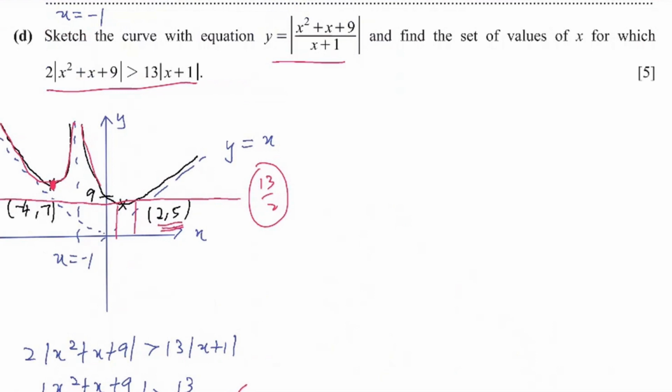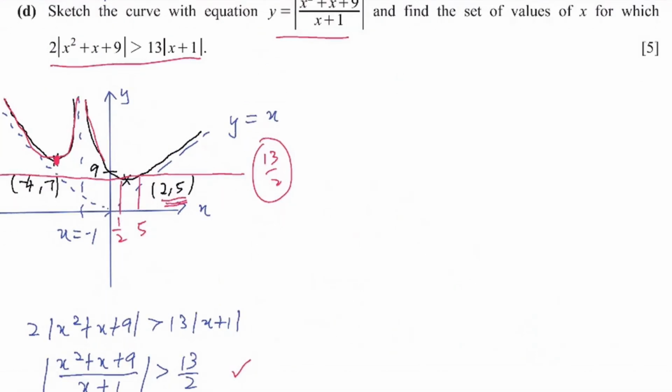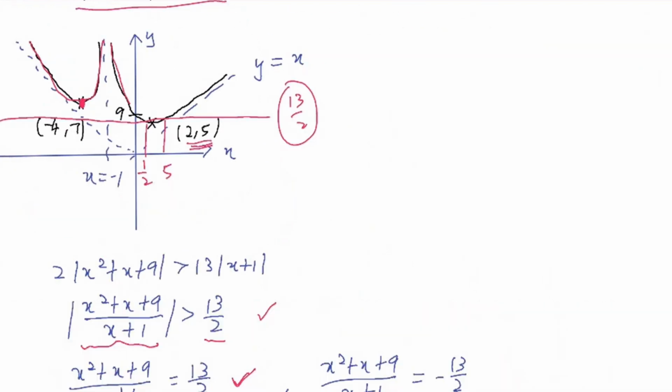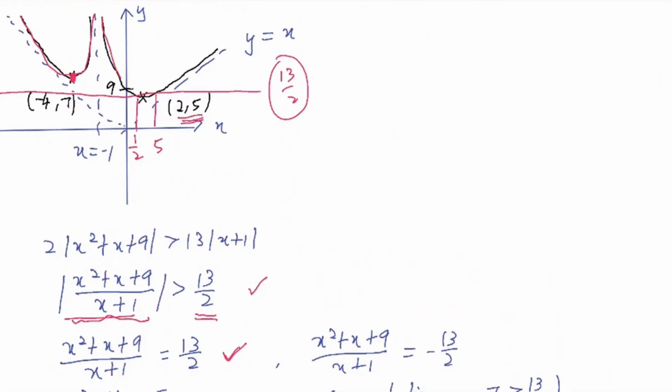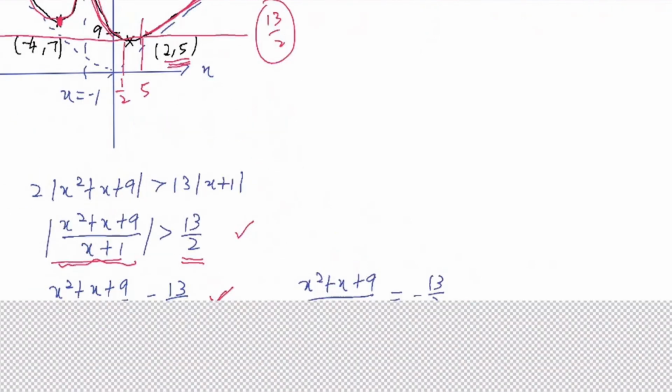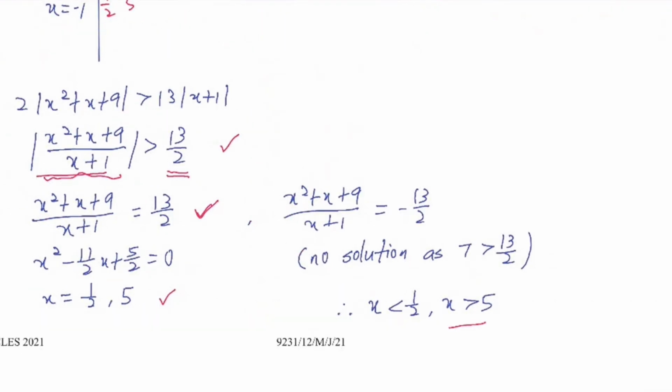So when x is a half and 5 here, we just need to see where the graph is greater than 13 over 2. The graph is greater than 13 over 2 in this part, and anything which is less than 1 over 2. So in this case, we will have the solution for x, which is x is greater than 5 and x is less than 1 over 2.